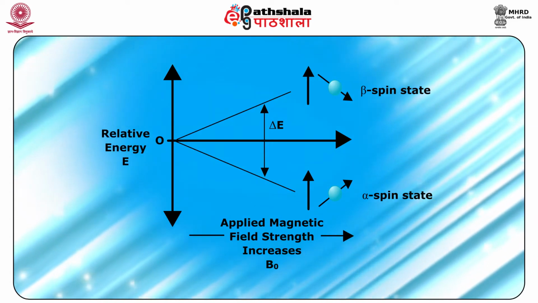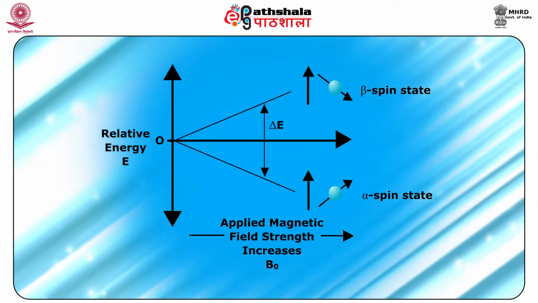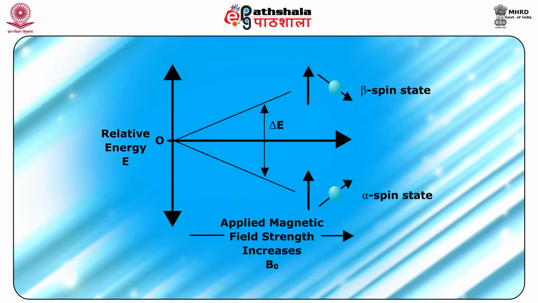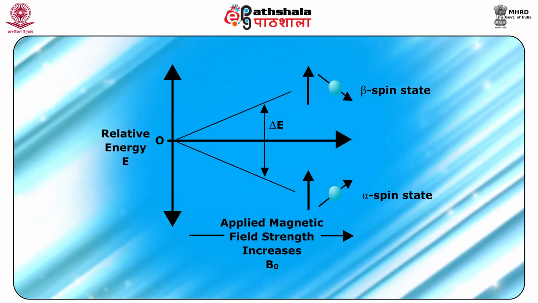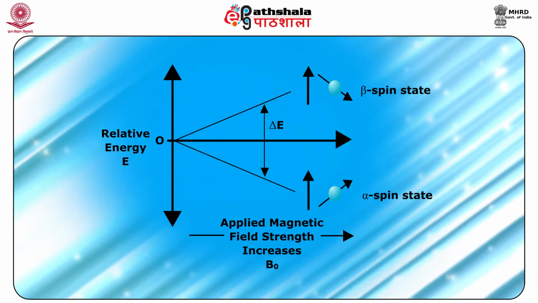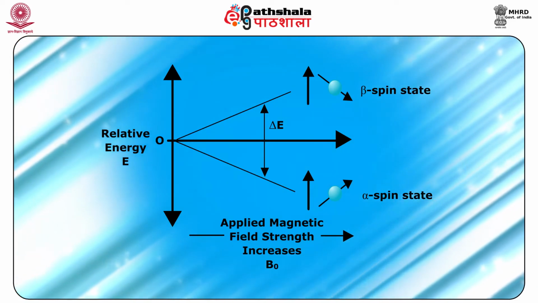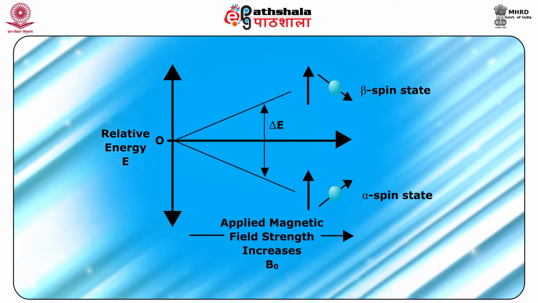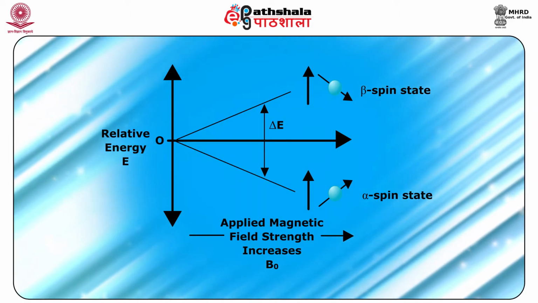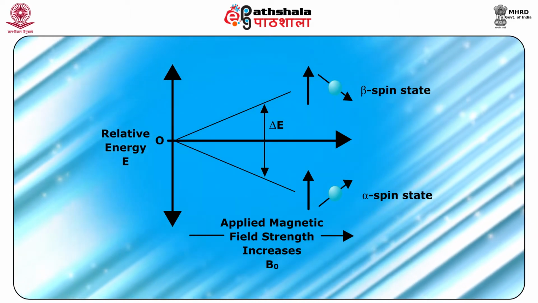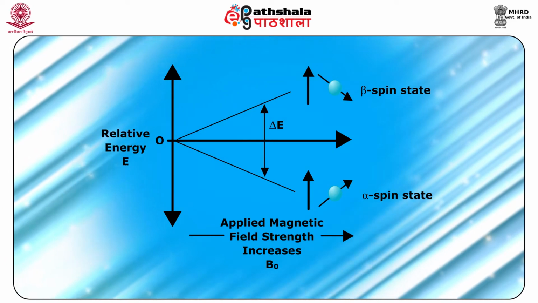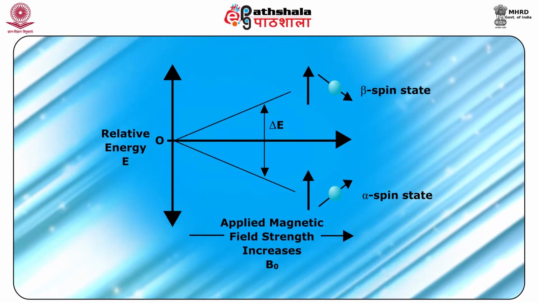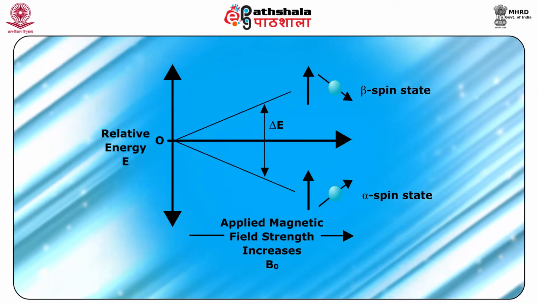Now, the difference in energy between the two spin states depends upon the strength of the external magnetic field which is applied. The greater the strength of the external magnetic field, the greater is the energy difference between the alpha and beta spin states. The diagram illustrates the energy between the two spin states as the field strength increases. You can see, along the x axis, as the applied magnetic field strength increases, how the difference between the alpha and the beta spin states is also increasing.